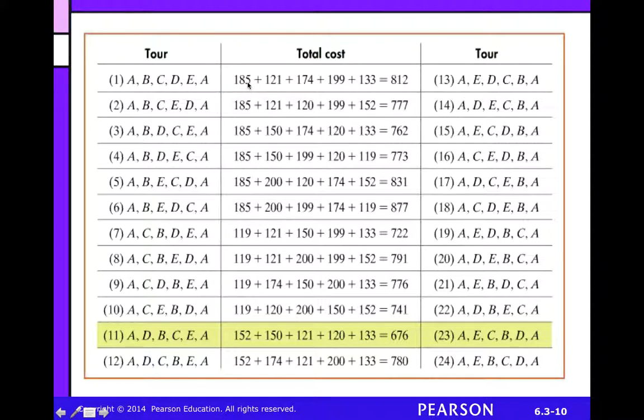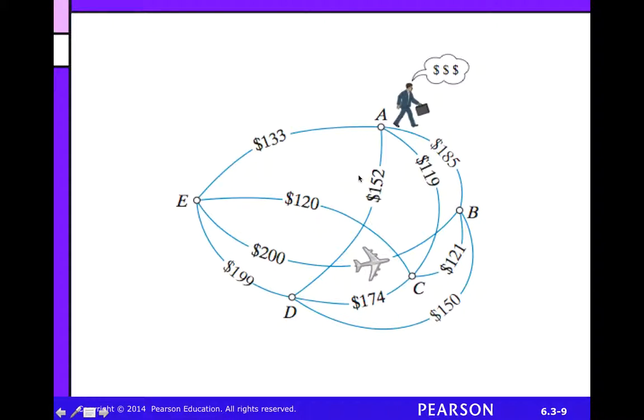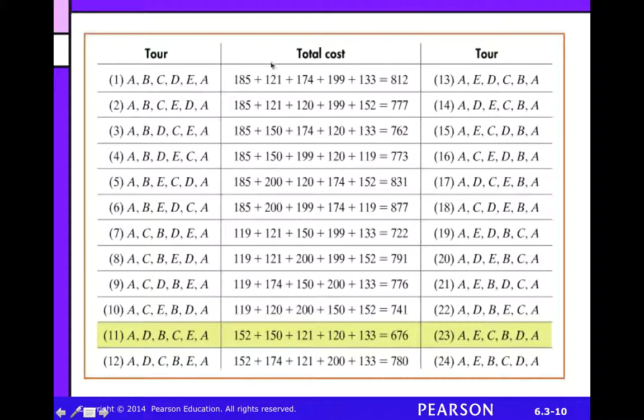Okay, so let's look at where these numbers come from. 185, 121, 174, 199, and 113. Make a note of those and let's go back to the original graph. If you're going to do A, B, C, D, E, A, then A to B costs you $185. B to C costs you $121. C to D costs you $174. D to E costs $199. And E back to A costs $133. Notice those five numbers are what appear here. Therefore, the total cost to the salesman of this trip is $812.